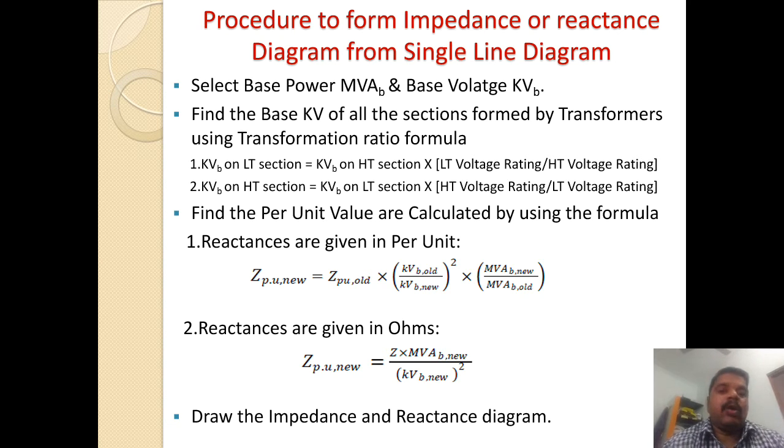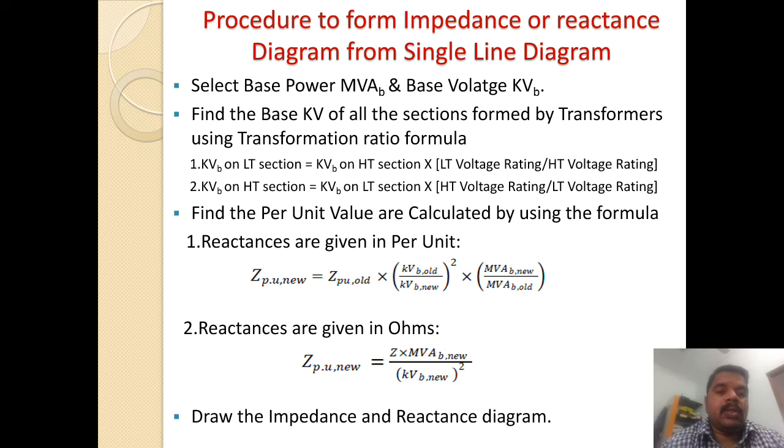Second step, it depends upon the transformer. However many transformers are in your problem, your single line diagram is divided into that many sections. For each and every section, you have to find out the base kilovolt, which means for all the sections you have to find out the KVB new value. How do we find the values? By using the transformation ratio formula.